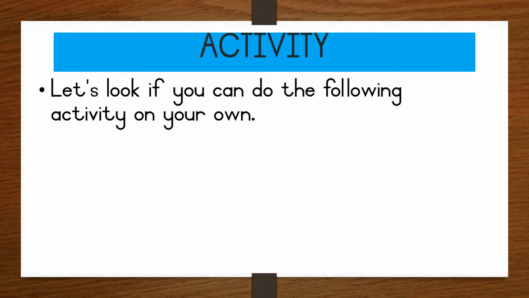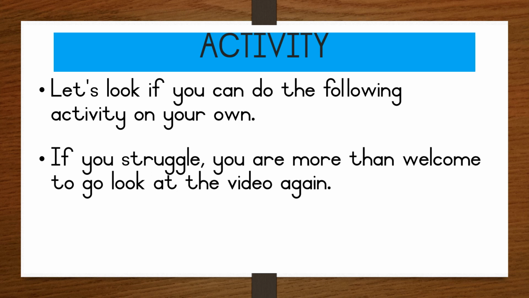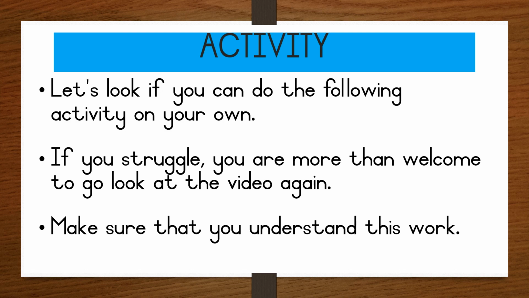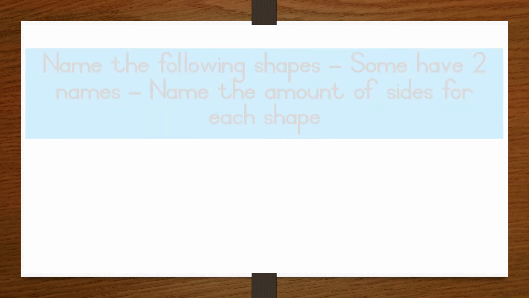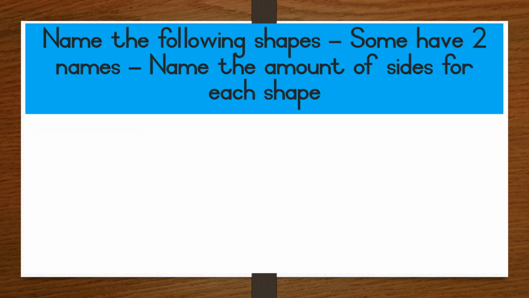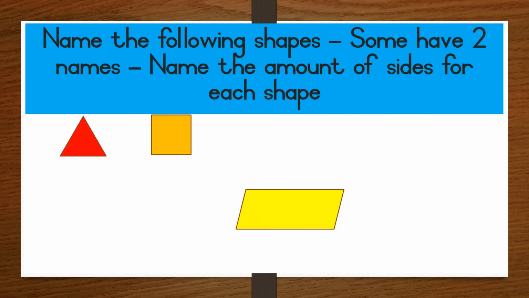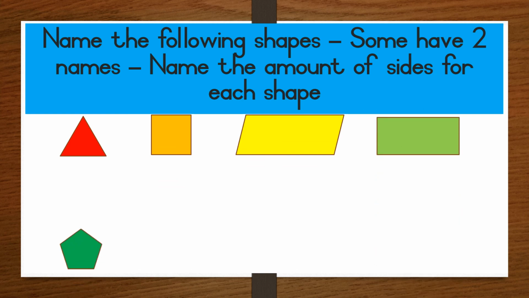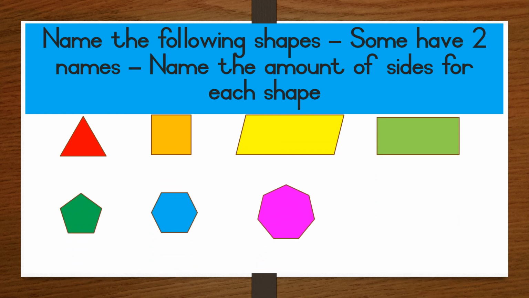Let's do an activity. Let's look if you can do the following activity on your own. If you struggle, you are more than welcome to go look at the video again. Make sure that you understand this work. Number 1. Name the following shapes. Some have 2 names. Also, name the amount of sides for each shape. You may pause the video and go write your answers down, and then go look at the video and make sure if you got it right or not.